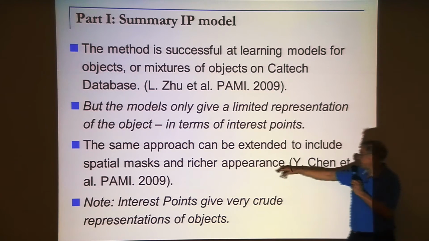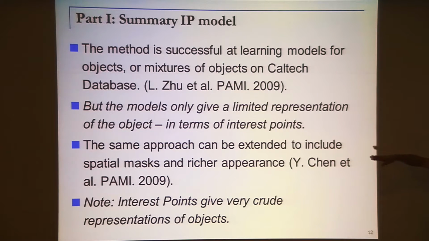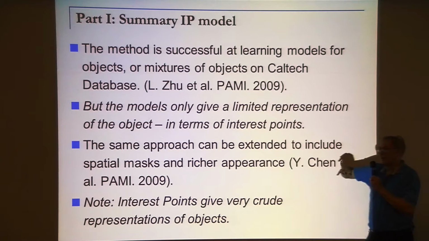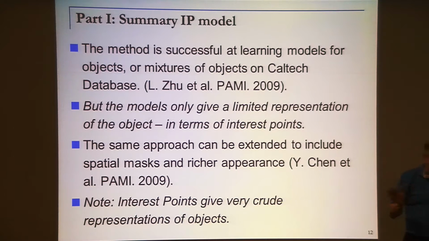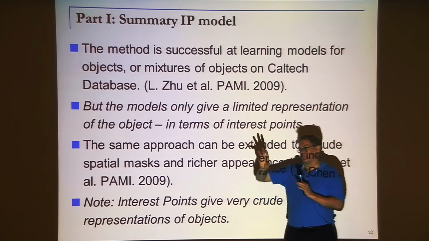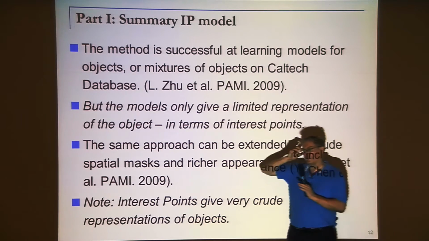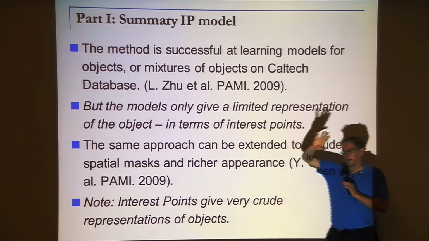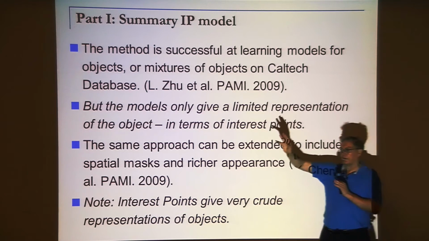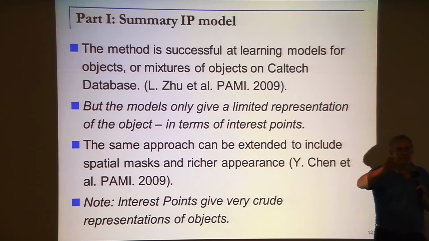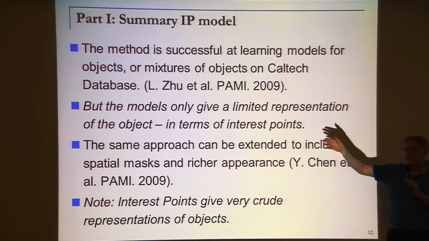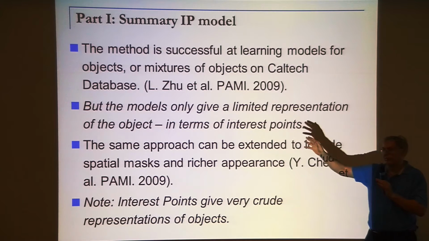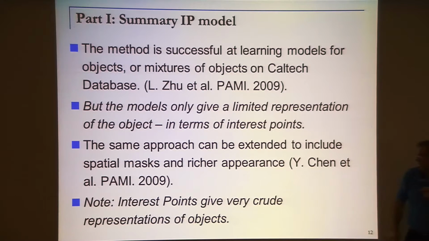So for example, we did an extra piece of work where we extended this to include spatial masks and richer appearance cues. If the image of the object corresponds to a mixture, and the object is going to appear in different orientations, and you can find that out from the interest points, then once you've done that, you could try and learn a masked model for those different components. If you try to learn the masked model directly without that intermediate level of representation or hypotheses, you'd be faced with an enormous space in which to search.